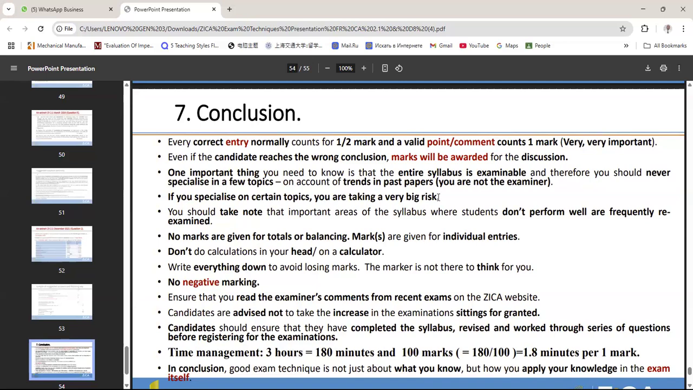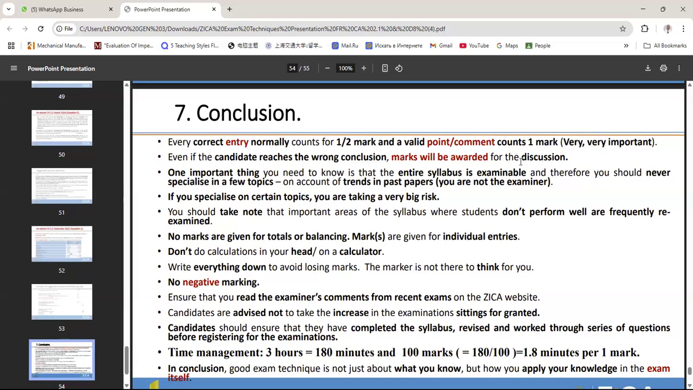Hope I've communicated something. Even if a candidate reaches a wrong conclusion, marks will be awarded. That's what I said, they follow through. They use what we call the follow-through principle. What is important? Cover the entire syllabus. The Institute is going to share with you, I've shared with them, the examinable items, which you have to go through. So wherever I have ticked for financial reporting, ensure that you cover it. You are not the examiner to start predicting what will be there. Hope the message is clear.